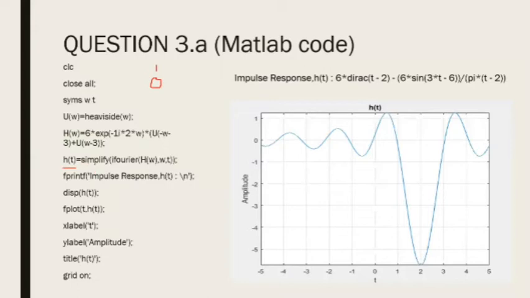We use inverse Fourier to get the h(t), and then here fprint f. Here we want to make an output that is the same as this. There is impulse response h(t) equal to this. Okay, so here you can see the command, and here is the output.